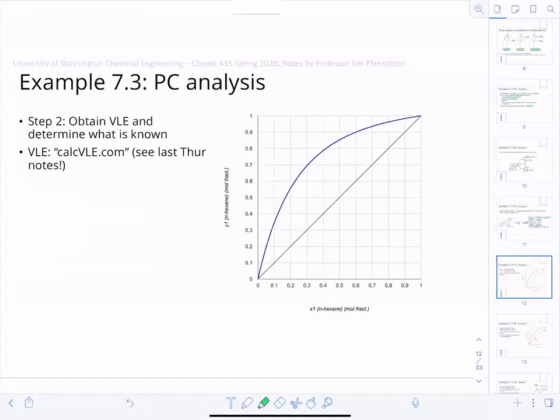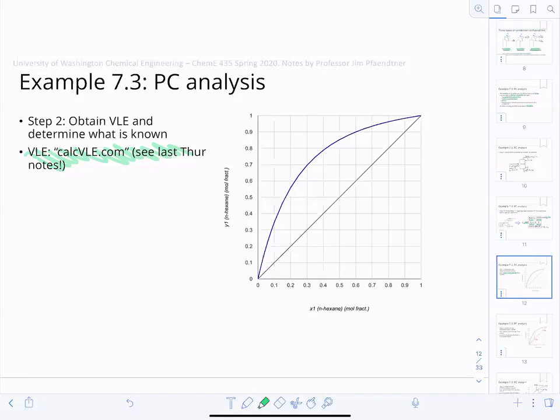So step two, we're going to obtain the VLE and then label what's known on this plot. So this is always how I would approach these problems. Hopefully you took the time to work through the notes from last Thursday. I showed this website, calcvle.com, where you can calculate relative components for common components in chemical, oil, and gas. There's some real drawbacks to calcvle.com, and remember that this is not an acceptable source for homework and projects. I could also have gone to Aspen. I could have gone to literature, but I just wanted to get this diagram quickly for class.